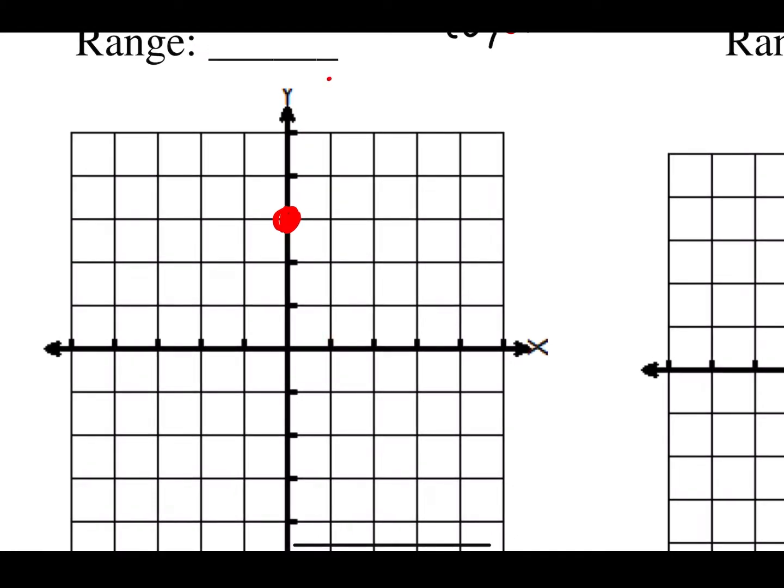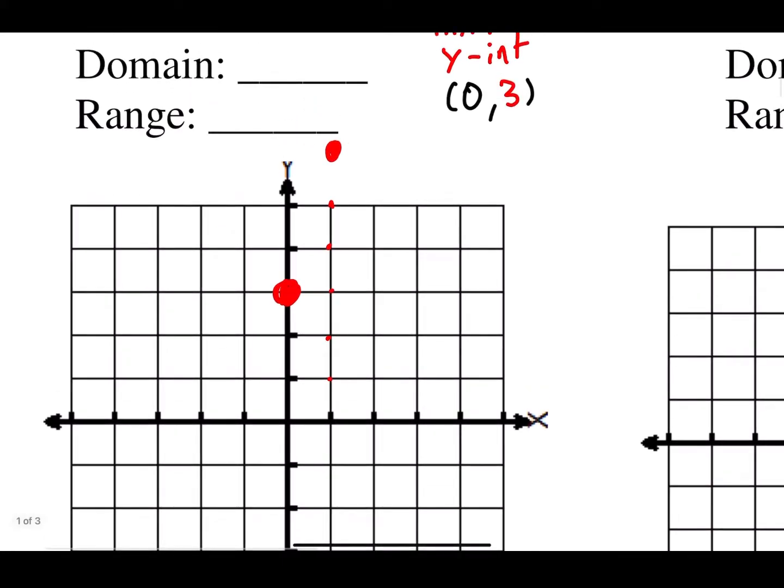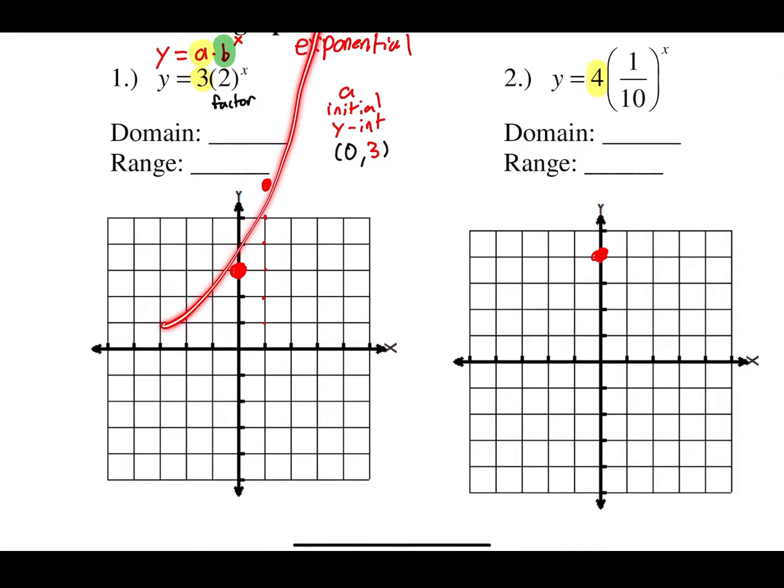So somewhere up here. 1, 2, 3, 4, 5, 6. And then if we doubled 6, we would have 12. And if we doubled 12, we'd have 24. This graph grows very, very fast.